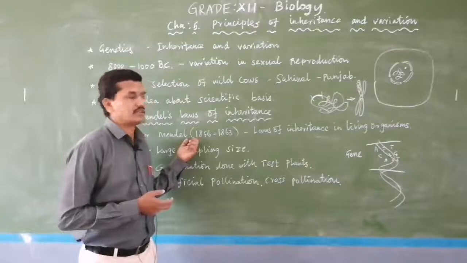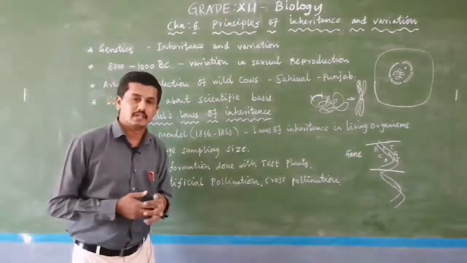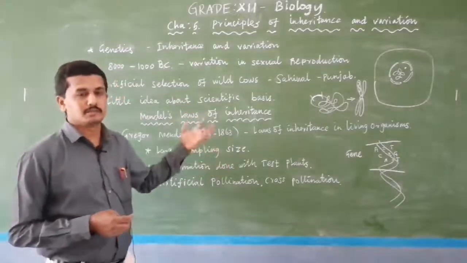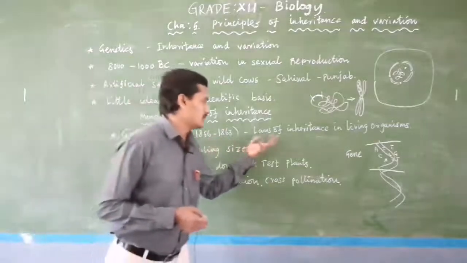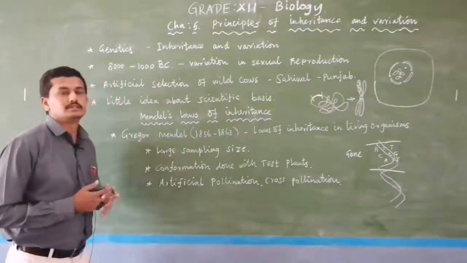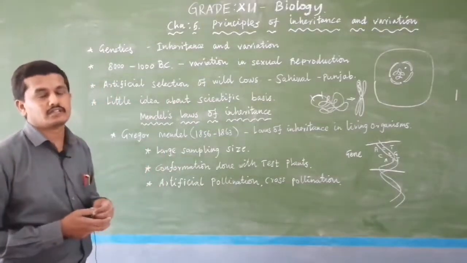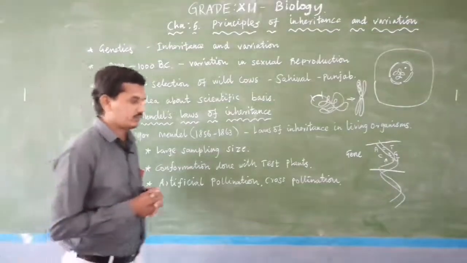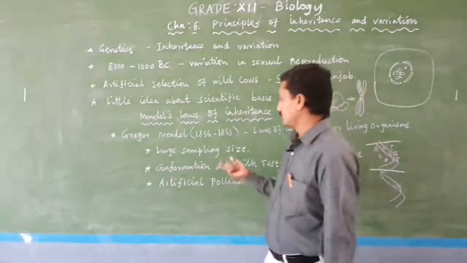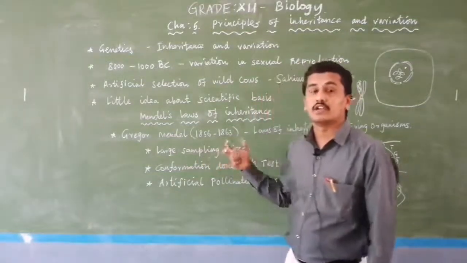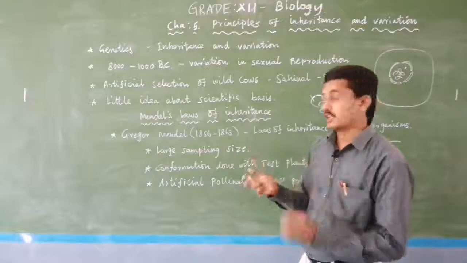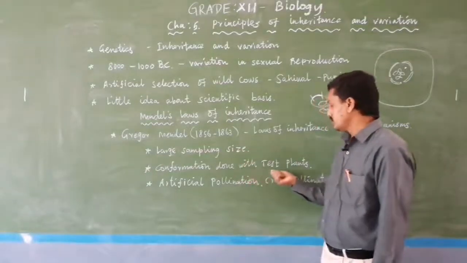He formulated the laws of inheritance in living organisms. First he performed research on the garden pea plant, and with the results of that research he formulated laws of inheritance in living organisms. Why did Mendel get correct results? Why is Mendel's research good? Because of how the results were formed. First, large sampling size. Mendel selected a large group of plants, a large number of Pisum sativum, with various characters, and confirmation was done with test plants.